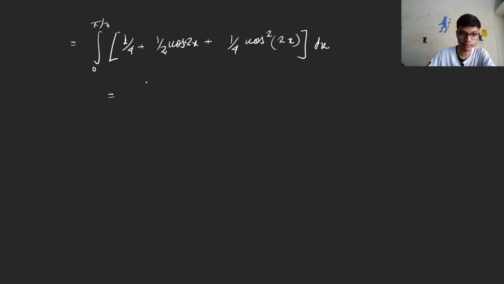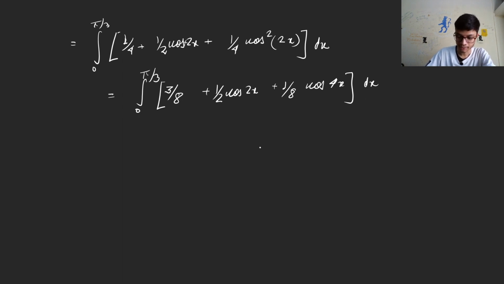Let us simplify, and this is coming out to be 3 by 8 plus half times cos of 2x plus 1 by 8 times cos of 4x. So I clubbed all the terms and I got this particular result. Now you can simplify, and this is going to be 3 by 8x plus 1 by 4 sine of 2x plus 1 by 32 sine of 4x, with the limit 0 to pi by 3.